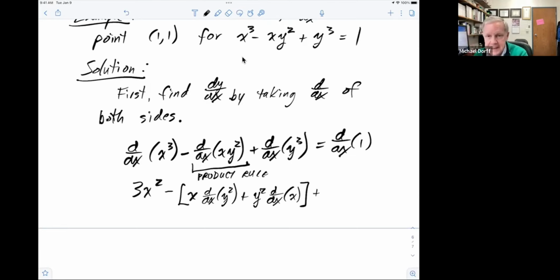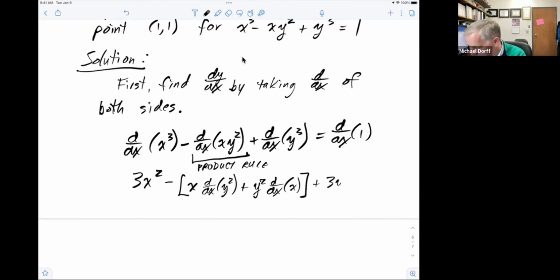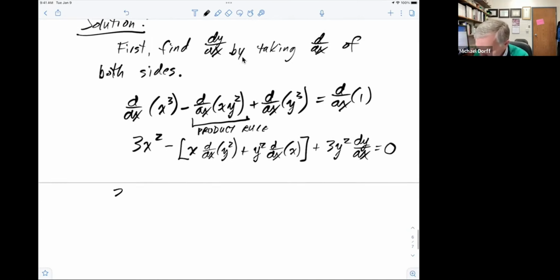And then I have d dx of y cubed, which is 3y squared with a dy dx. And on the right hand side, I've got 0. So then we have 3x squared minus, and then I have x times the derivative of y squared. It's going to be 2y dy dx plus y squared.